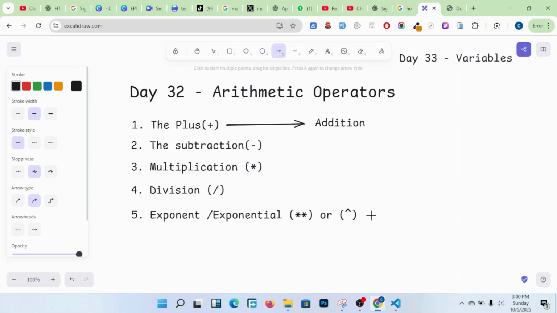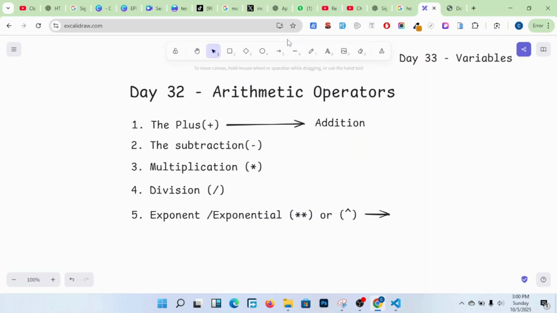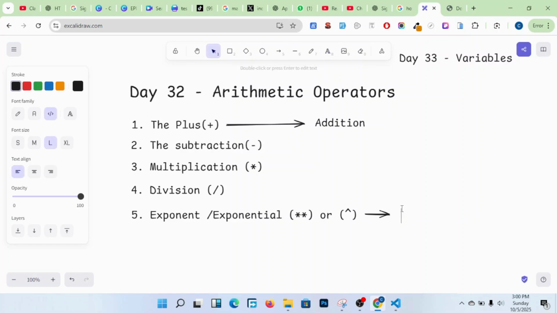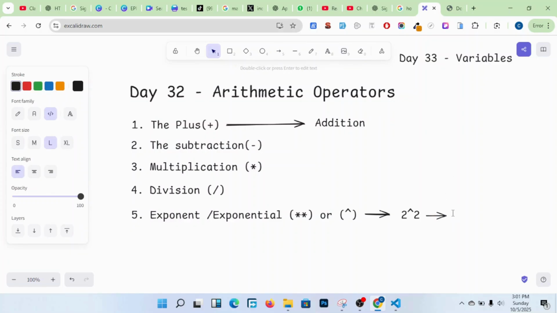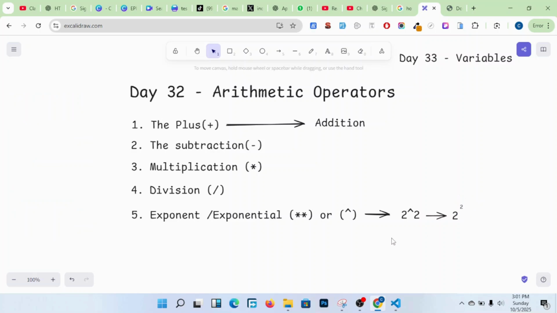For example, where there is an exponent. You see this 2 here. If I say 2, and then I put this one here, exponent 2, it is the same as 2 power 2. Okay? 2, then there is power 2. But this 2 is reduced a little bit. It's the same as 2 power 2 like this. So this is exponent, 2 power 2.